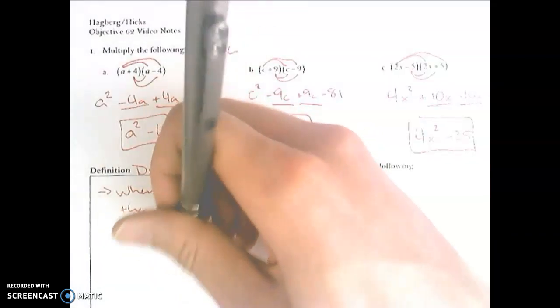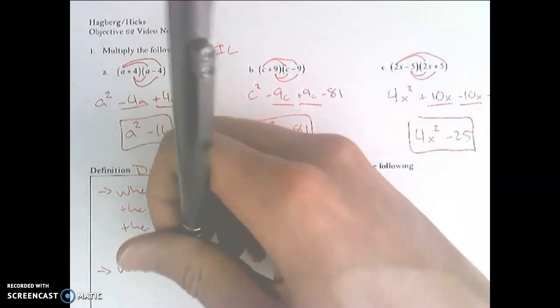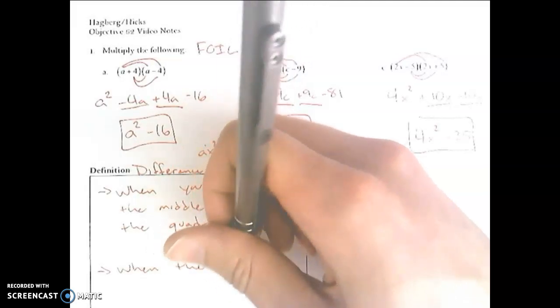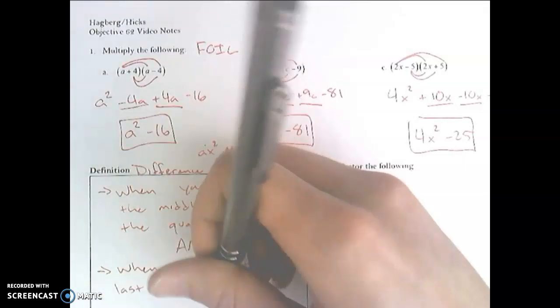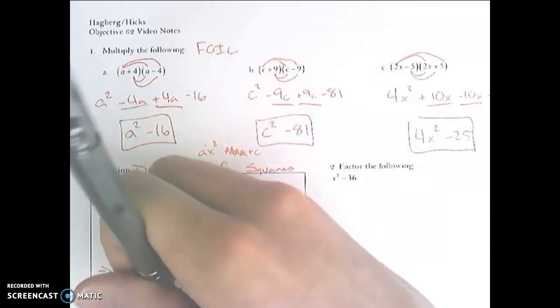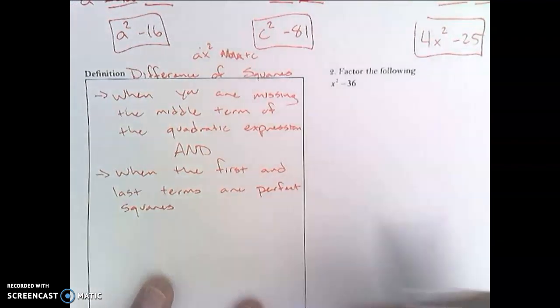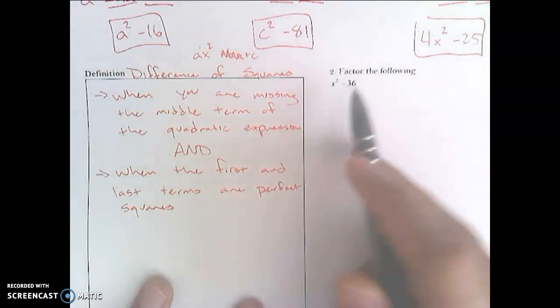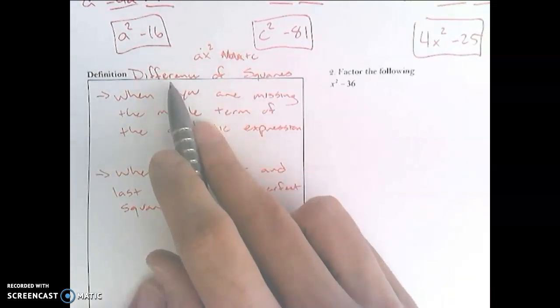Something else, this is also when the first and last terms are perfect squares. So the first and last terms are the ax squared and the c. So if ax squared and c are perfect squares, then we can use this difference of squares. Okay. Also, if they're separated by subtraction. So this only works when they're separated by subtraction. That comes from, it's a difference of squares, so subtraction.